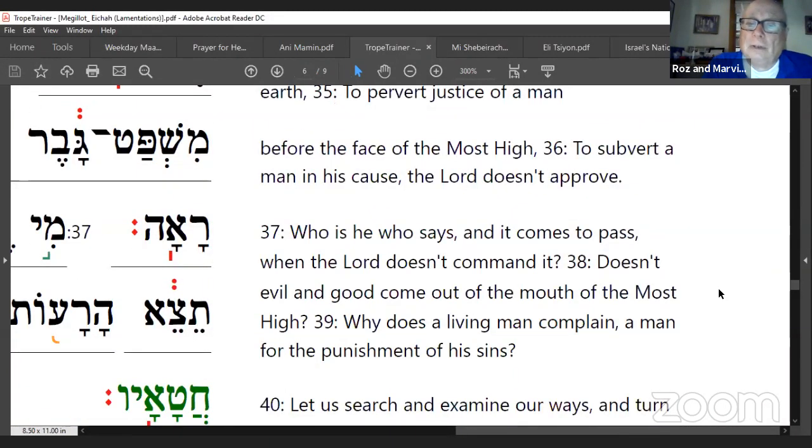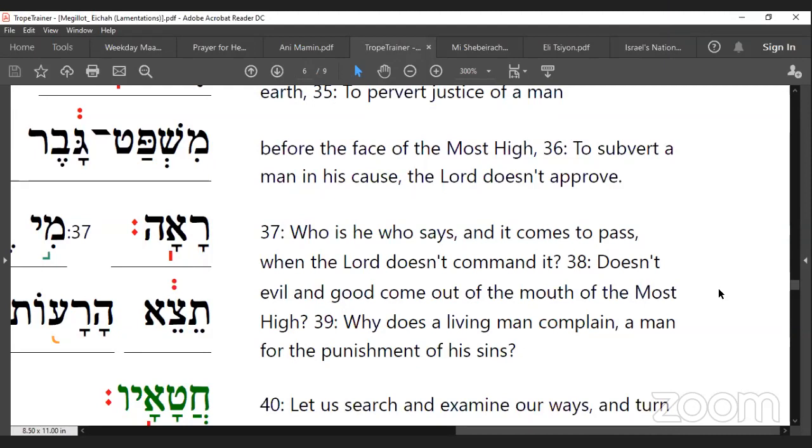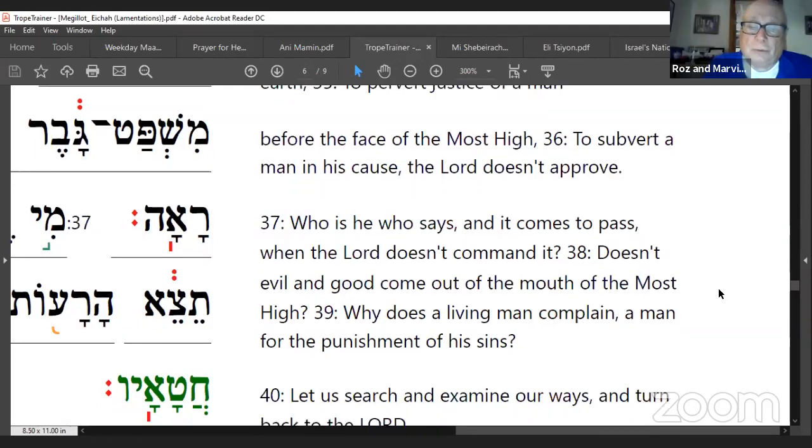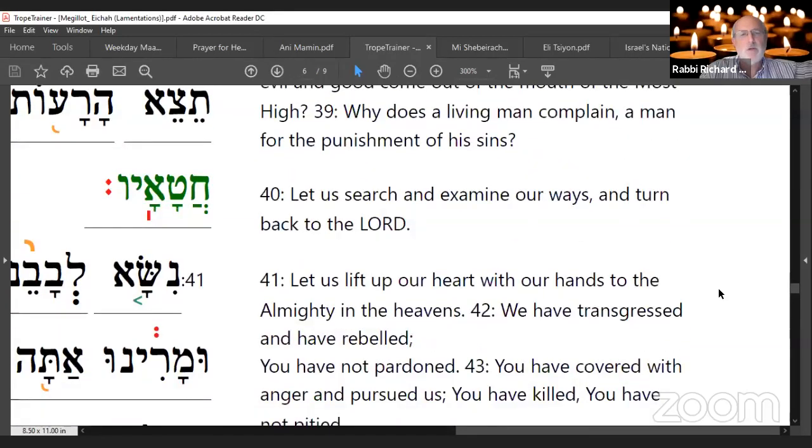Who says, and it comes to pass, when the Lord doesn't command it? Doesn't evil and good come out of the mouth of the Most High? Why does a living man complain, a man by the punishment of his sins?